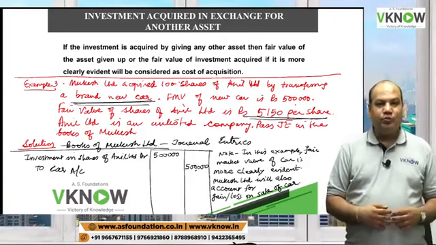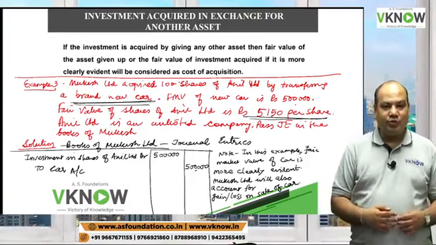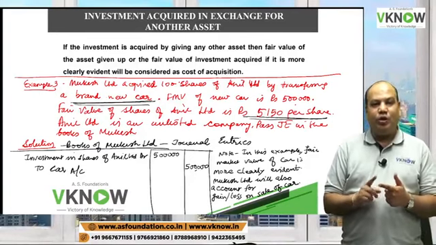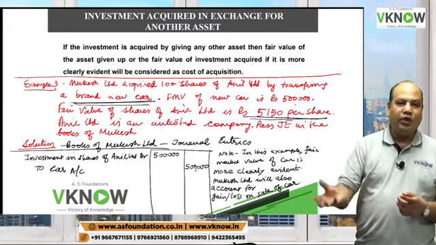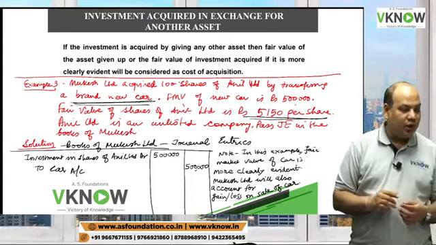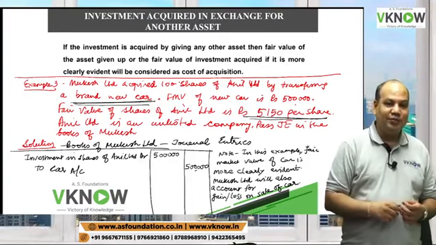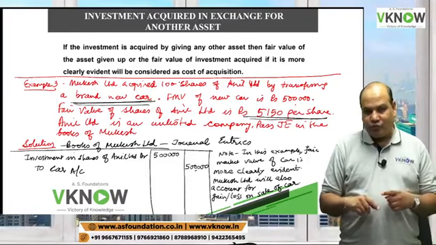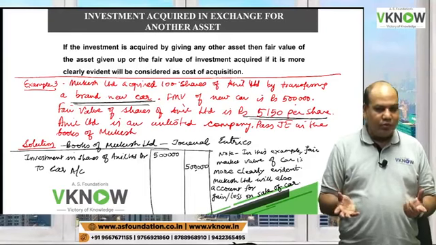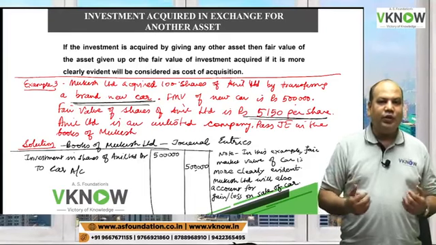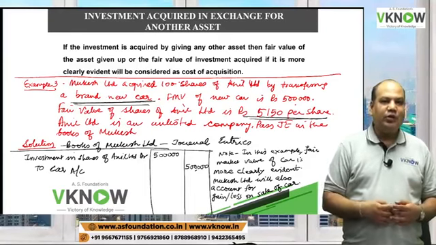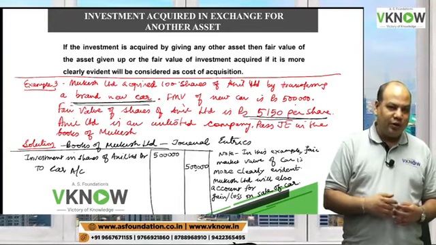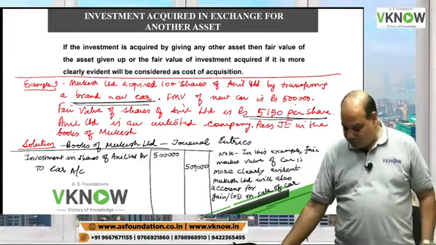Now there are two difficult questions for you. Mukesh Limited exchanges a brand new car against the shares of Anil, and Anil is a listed company. Car is a brand new car, shares are of a listed company. Then which number will you take?